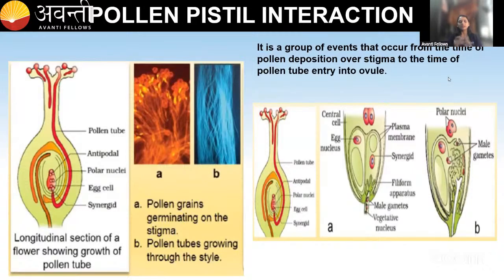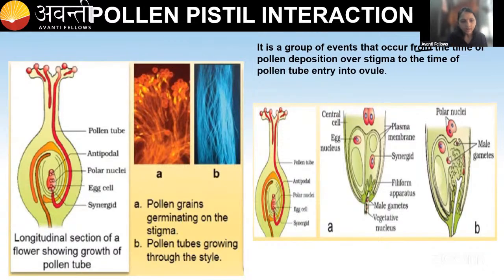Let us talk about the pollen and pistil interaction. So here you can see, guys, what does pollen and pistil interaction mean? It is a group of the events that occur. Now you can see that the pollen grain is formed and the stigma is also ready. The embryo sac is also formed inside the ovule. Now the embryo sac is also ready. The pollen grain is also released. Now pollination is done by insects, wind, or water.